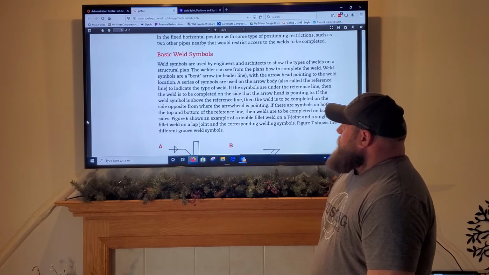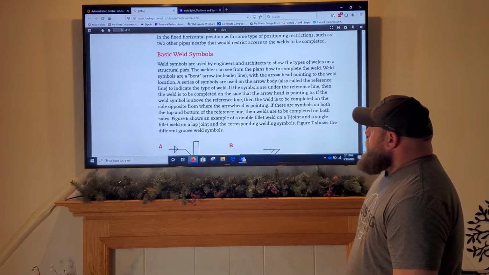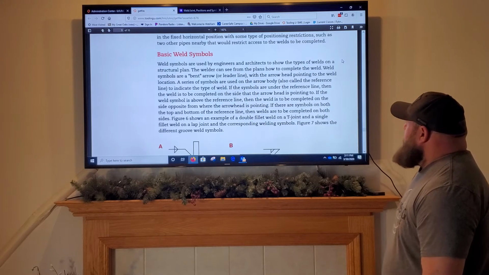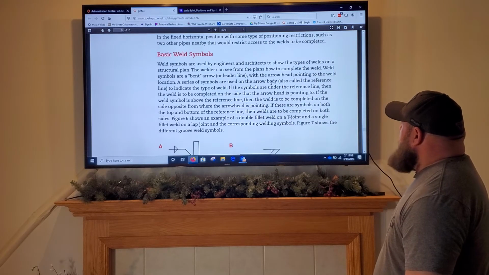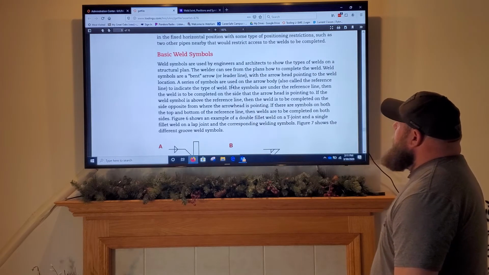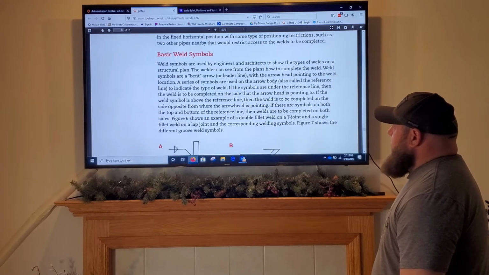So basic weld symbols. Weld symbols are used by engineers and architects to show the types of welds on a structural plan. The welder can see from the plans how to complete the weld. Weld symbols are bent arrow or leader line with an arrowhead pointing to the weld location. A series of symbols are used on the arrow body, also called the reference line, to indicate the type of weld.